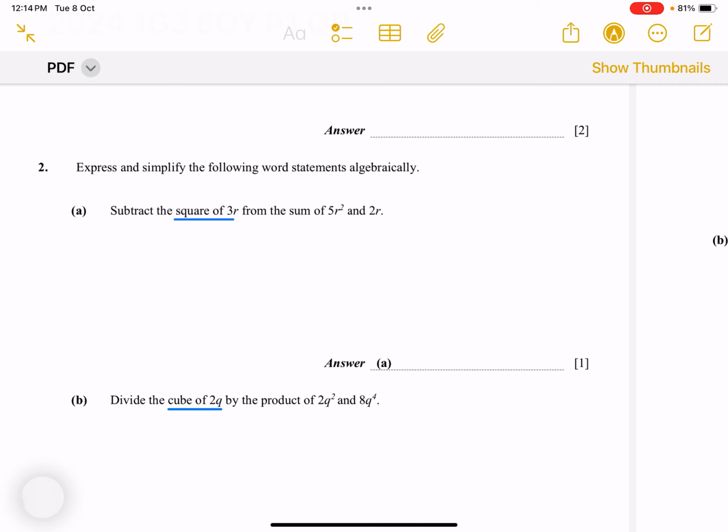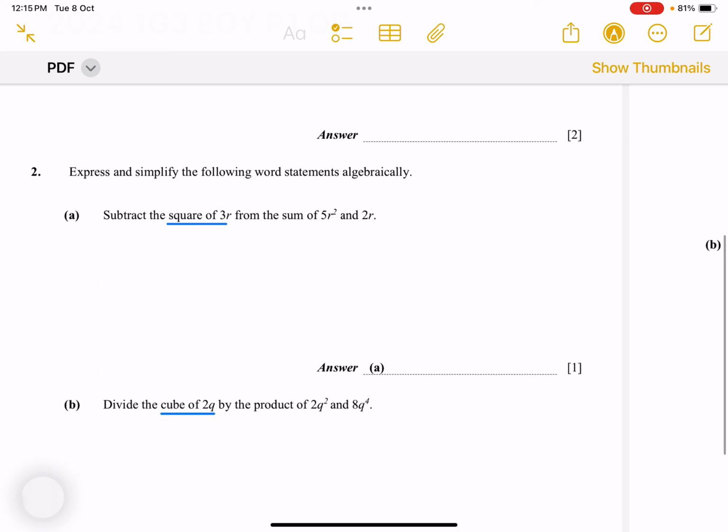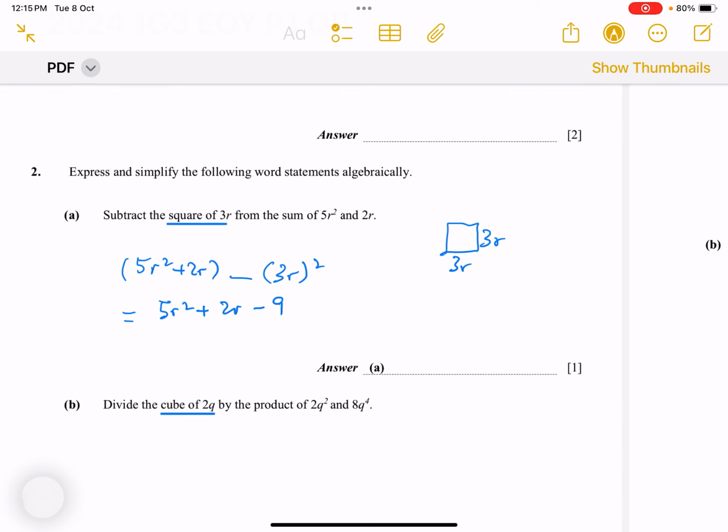we have to express the words as an expression. And when we talk about the square of 3r, we should be thinking about a square of side 3r. So therefore, subtracting the square of 3r from the sum of 5r squared plus 2r. And that gives us 5r squared plus 2r minus 9r squared, which gives us minus 4r squared plus 2r.